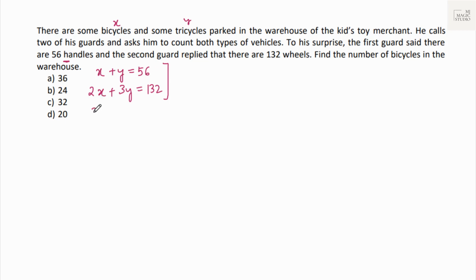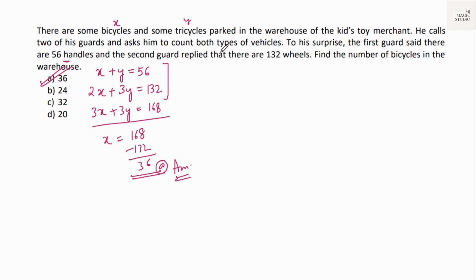So let me multiply this by 3. So 3x plus 3y equals 150 and 18, 168. If we deduct this, we'll get the value of x. X is 168 minus 132, that is 36. Number of bicycles in the warehouse is 36. Option A is the pick.